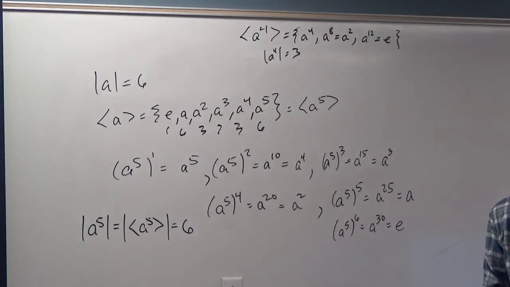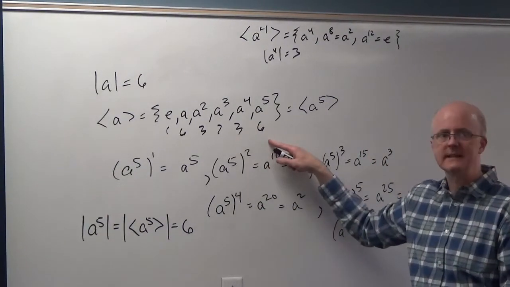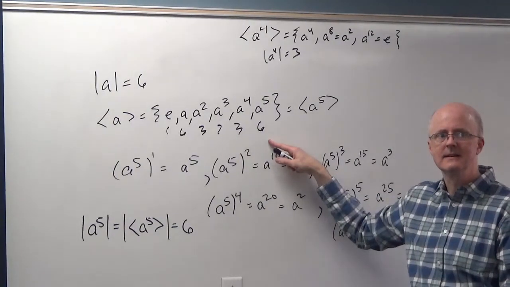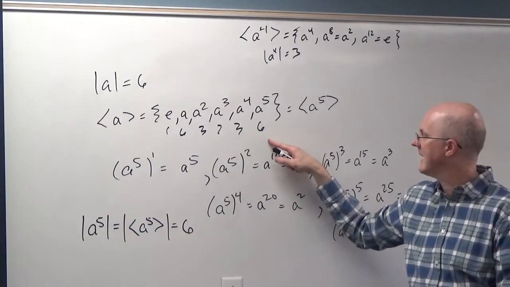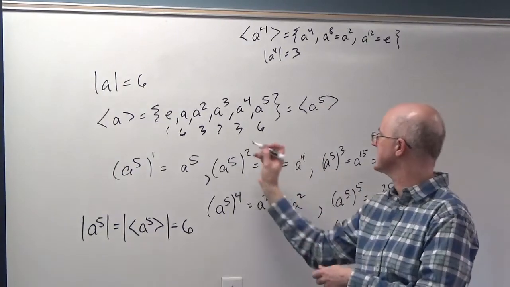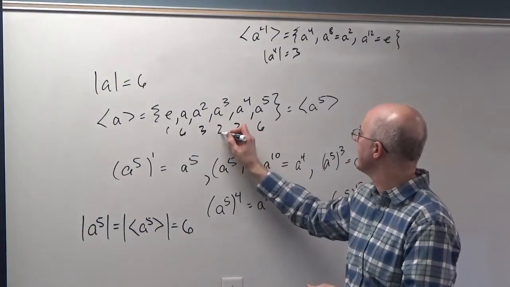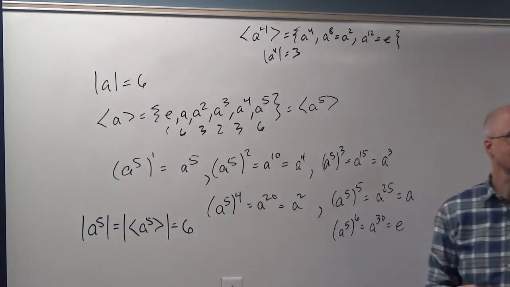How do the orders of those elements relate to 6? 6 is divisible by each of them? Yeah, 6 is divisible by each of them. This is a 2 here. They all divide 6.